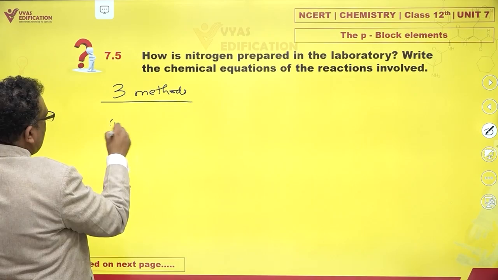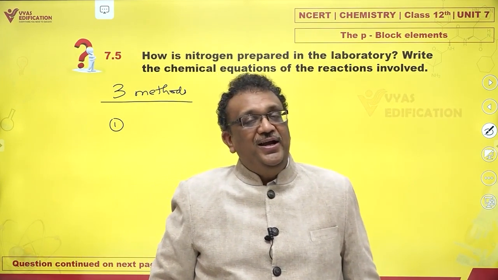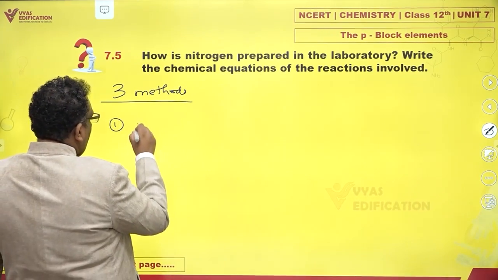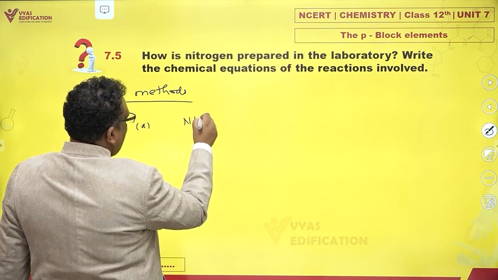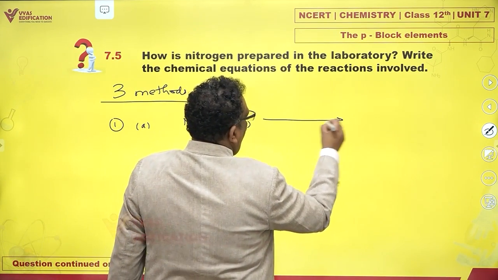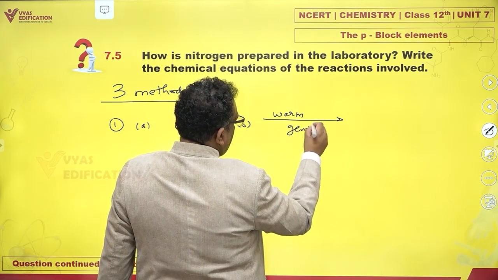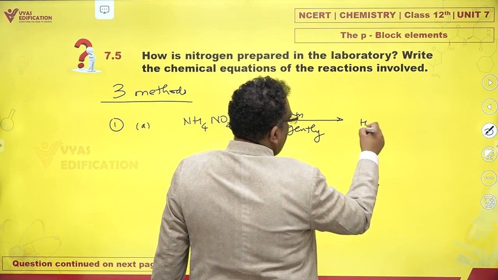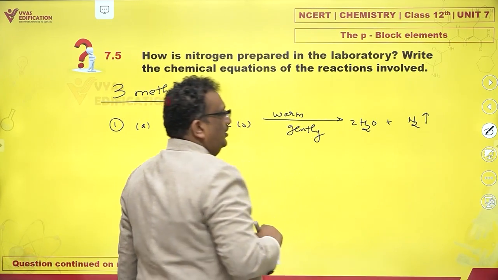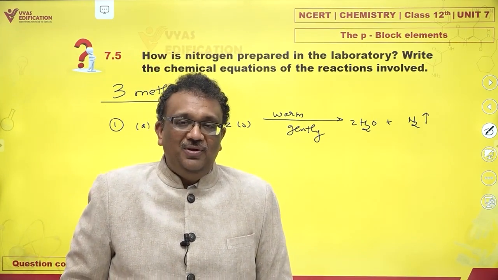Lab methods. First one. You take ammonium nitrite, NH4NO2. You just take NH4NO2 solid and warm it gently. You would get water vapors and nitrogen. That's it, very simple.